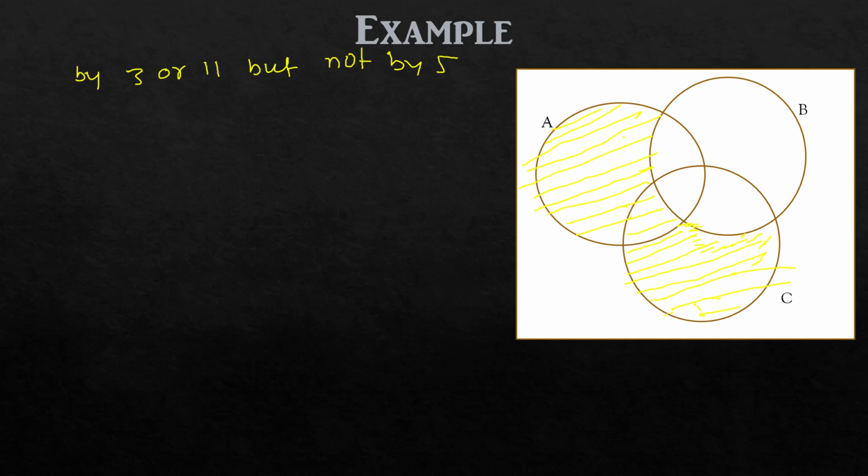So we have to remove it. For that, what is the formula? From the union, you can directly subtract B, right? So that is A union B union C minus B. So what is A union B union C? 257 minus 100 is equal to 157. This is the correct answer, right? This is the method to find the numbers which are divisible by 3 or 11 but not by 5.